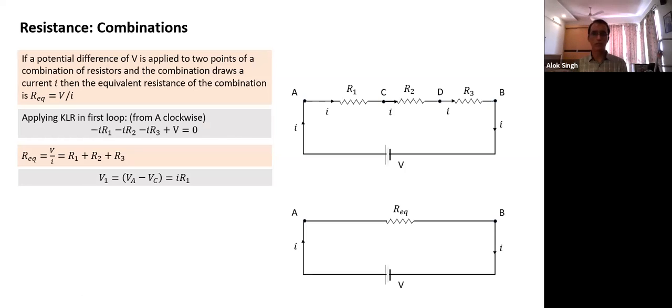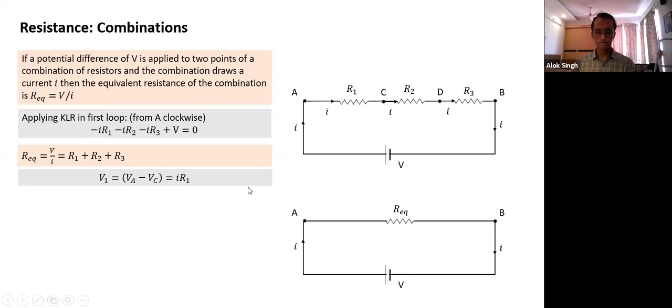Now let's understand what is the potential difference across each resistance. Let me take V1. What is V1 here? V1 is the potential difference across resistor R1. So I can write V1 is equal to VA minus VC, the potential difference at its terminals. What is the magnitude of potential difference? That is equal to I into R1. So the potential drop across the first resistor, which is VA minus VC, is equal to I into R1.